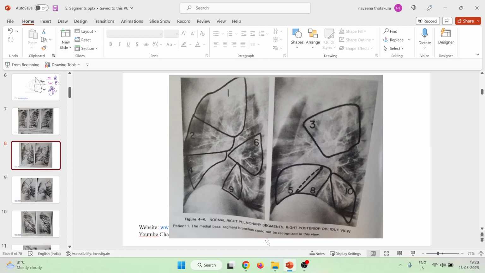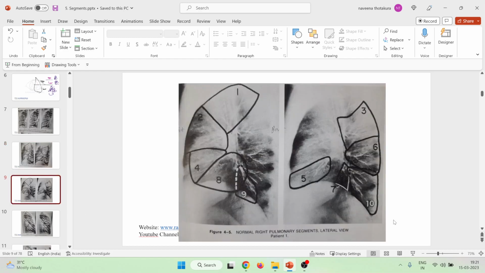Similarly, we have the right posterior oblique view. In the right posterior oblique view, this is apical, this is the anterior segment, and this is the posterior segment of the upper lobe of the right lung. In the middle lobe, we have the lateral segment, which is 4, and the medial segment, which is 5. Similarly, in the lower lobe, we have the superior segment. Then we have the medial basal segment, which is not seen here. Then we have the anterior basal segment, which is 8, lateral basal segment 9, and posterior basal segment, which is 10.